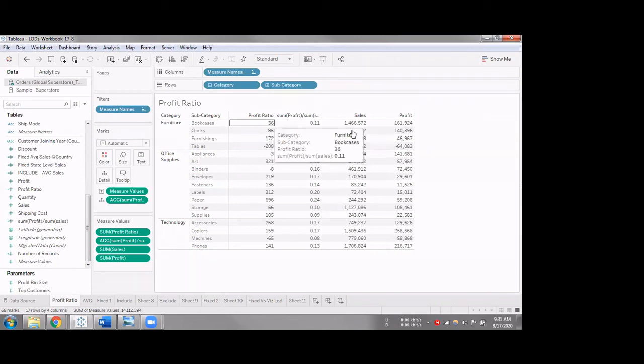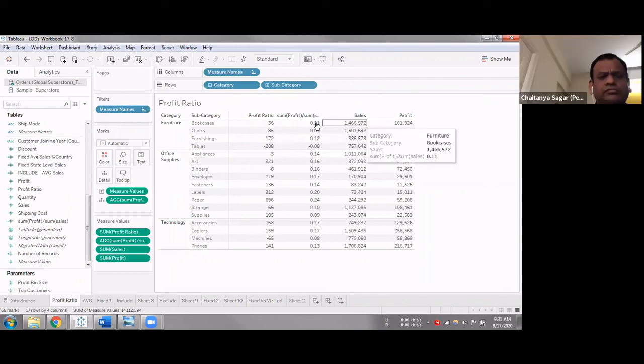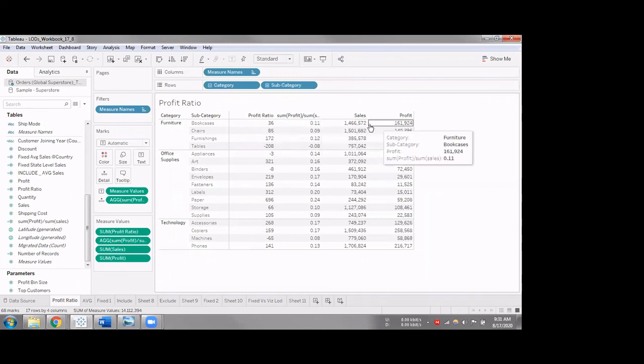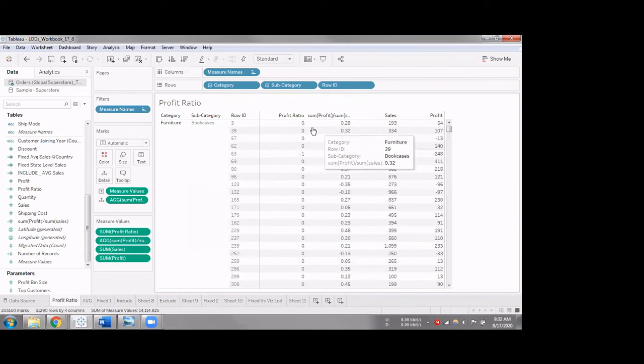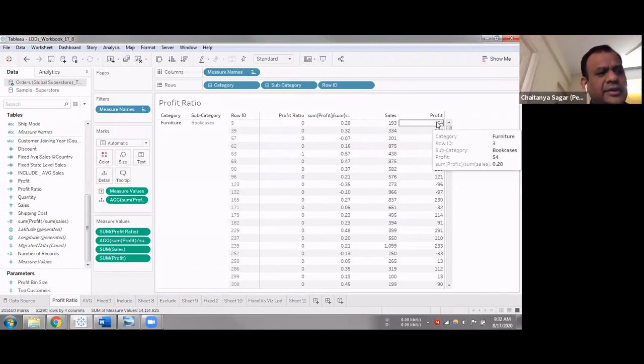If you see, this number is obtained by dividing this by this, which is what we want, which is the sales of these bookcases. But this number is something else, which is actually obtained by dividing profit ratios for each row level. You understood, right? I got it.